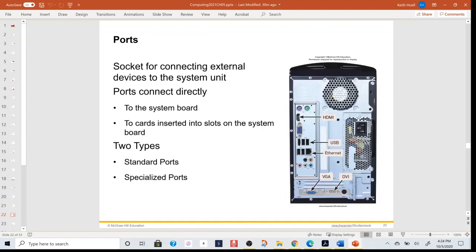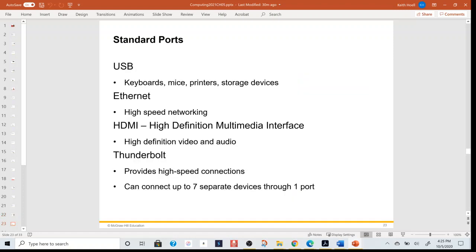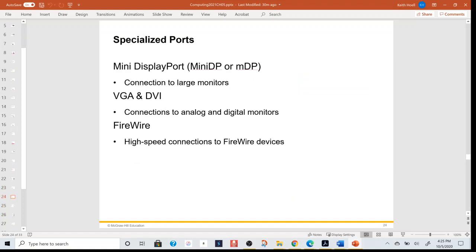Again, ports allow you to connect to the computer's motherboard. They're sockets. An HDMI port allows you to connect a monitor, a display, to your computer. You have USB ports in the back. You have Ethernet ports, which allow you to connect to the internet through a network. And you have video ports, which allow you to connect monitors. Monitors can also be connected through the HDMI ports. I went over a lot of these.